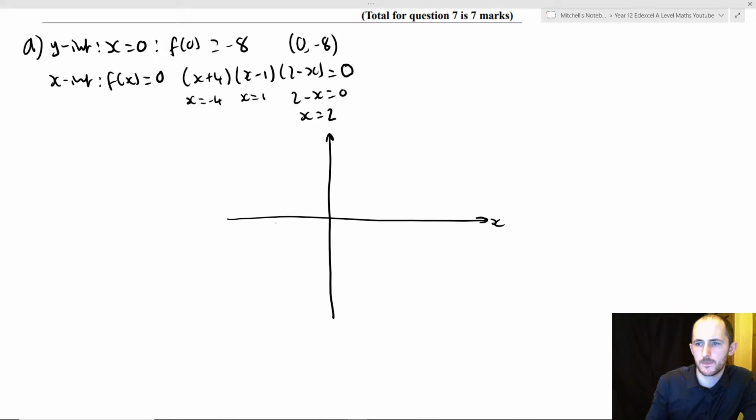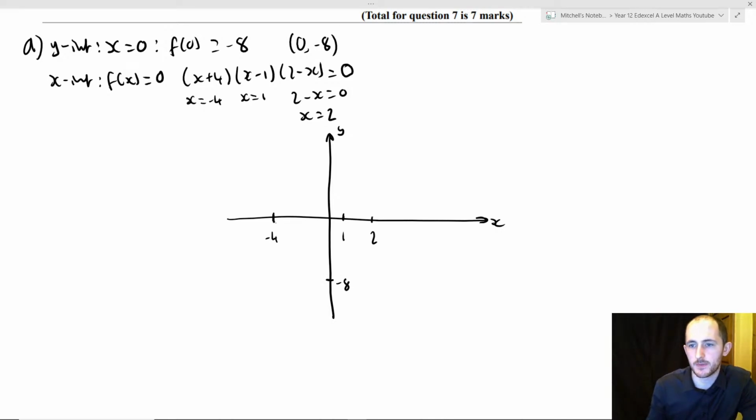X, Y. I like to put these values first. So we have -4 over here. So 1 would be something like here, and 2 would be something like here. It's not actually bad. And 0, -8, so it crosses somewhere like over here.